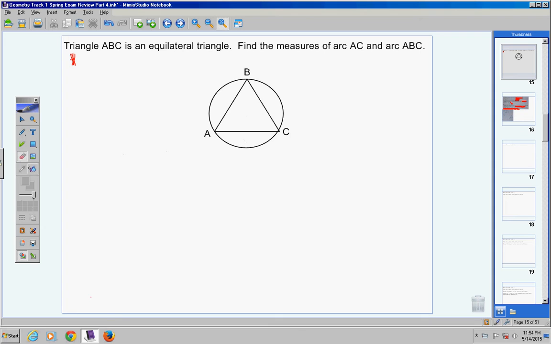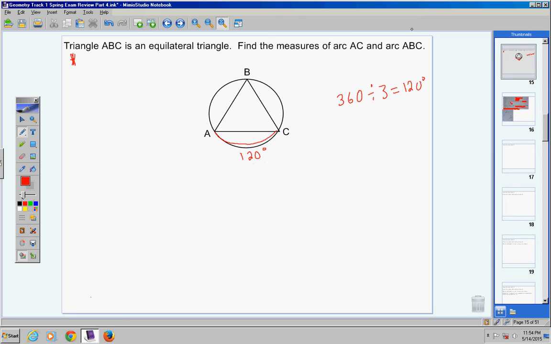So if all those arcs have to be the same, if you start here and go all the way around a circle, that's 360 degrees. Well, I'm going to take 360 degrees and divide it up into three equal parts. 1, 2, 3. Three equal parts, okay? So 360 divided by 3 is 120 degrees. So the measure of arc AC is 120.